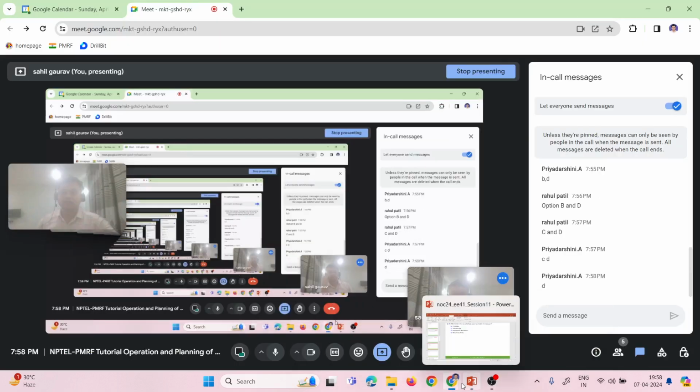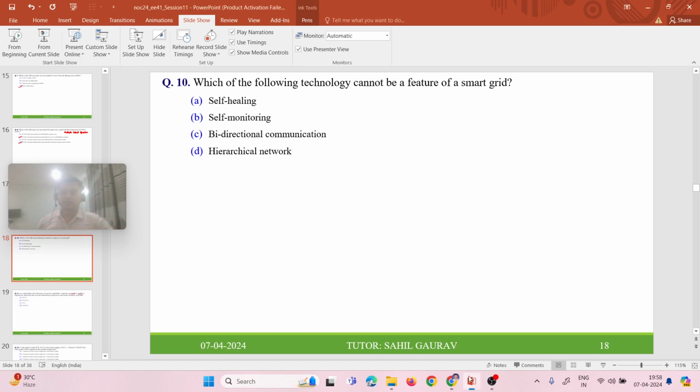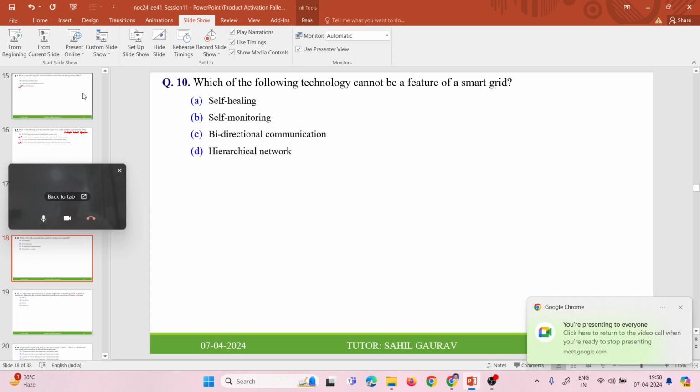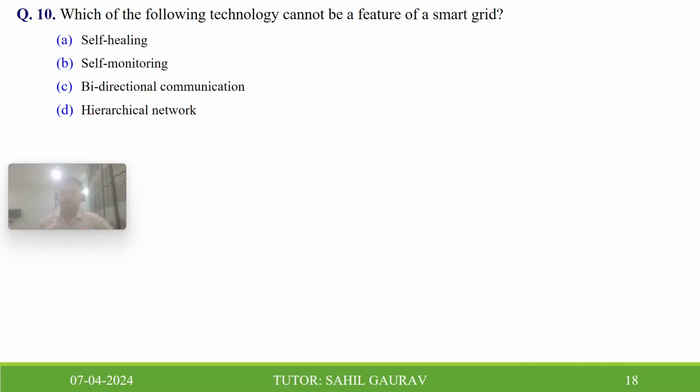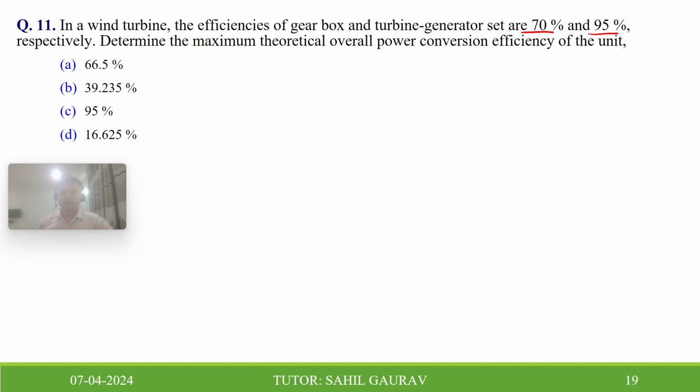Yes, Pradeshni, you are correct. Hierarchical network cannot be a feature of smart grid. So option D is the correct option. The other ones, like self-healing, self-monitoring, and bidirectional communication, are the features of a smart grid. Now let us move to the next problem.